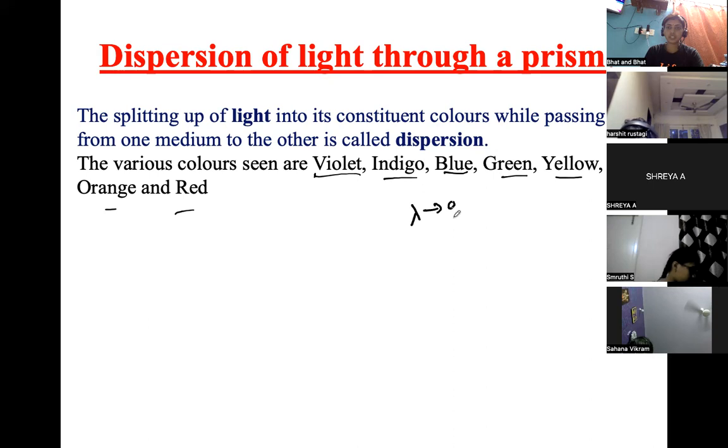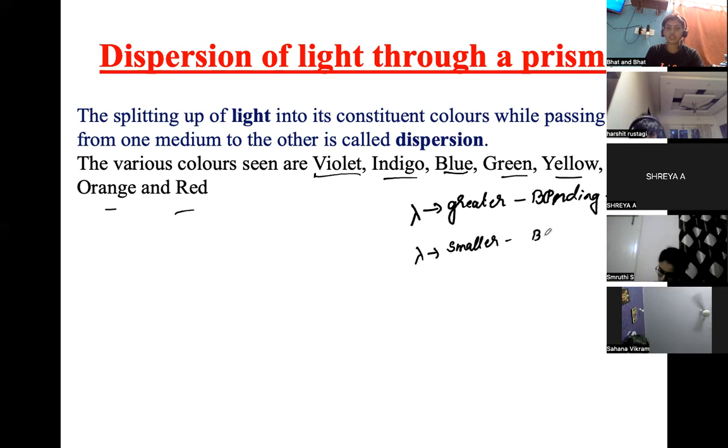When the wavelength is greater, bending is less. Understood? When the wavelength is smaller, bending is more. Got it? Understood, right? The greater the wavelength, the less the bending. The smaller the wavelength, the more the bending.